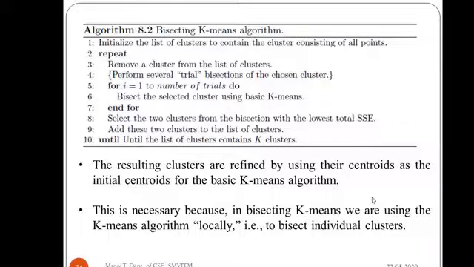The only thing is, first you need to consider the whole set of data points or data objects. Then you break it into two clusters, select the cluster with the lowest SSE, then go on bisecting that for n number of trials.